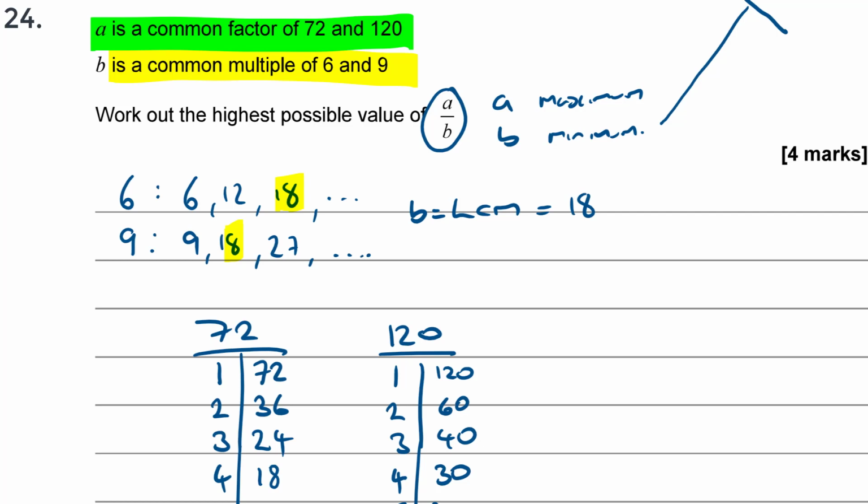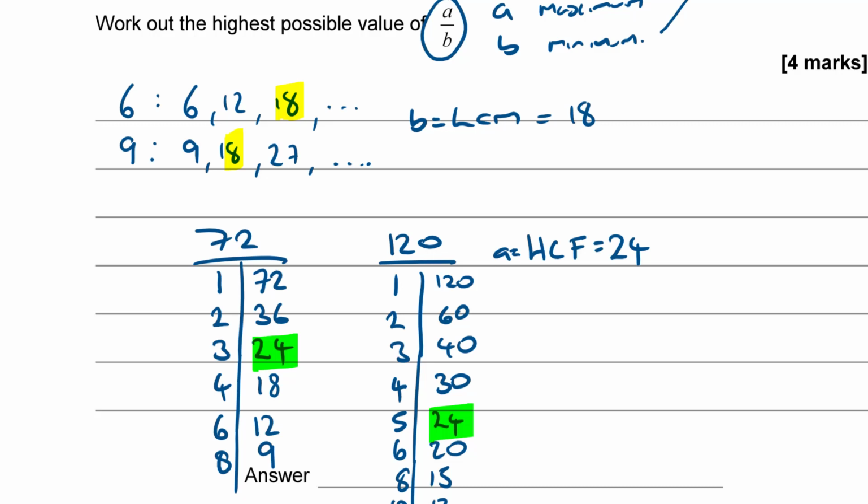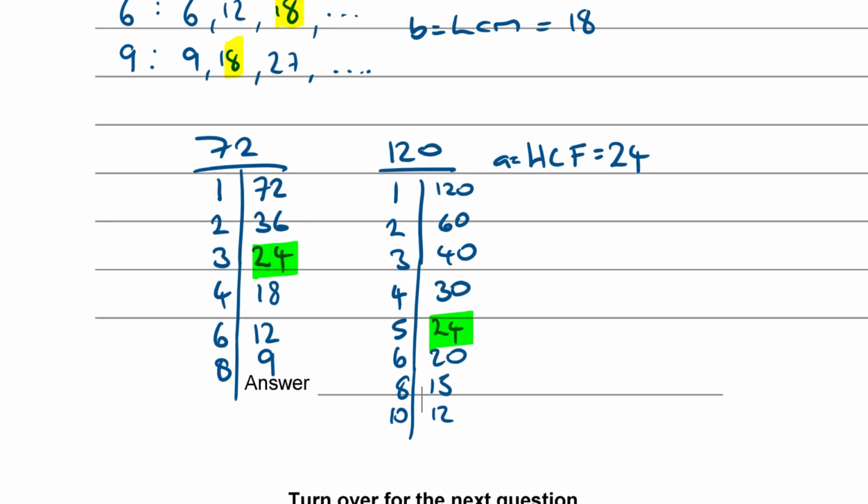So we want the HCF then of those two numbers. So we want A to be as big as it can be. So it's going to be the highest common factor of those two. So looking through my list, 72, no, 36 is my next biggest. That isn't on my list. 24, yeah, that's on my list. So look, 24 there, 24 there. So the HCF of these two numbers is 24. Okay, so what's the highest possible value of A over B then? So that was my A value, wasn't it? 24, and B is 18. So my highest value is going to be 24 over 18.